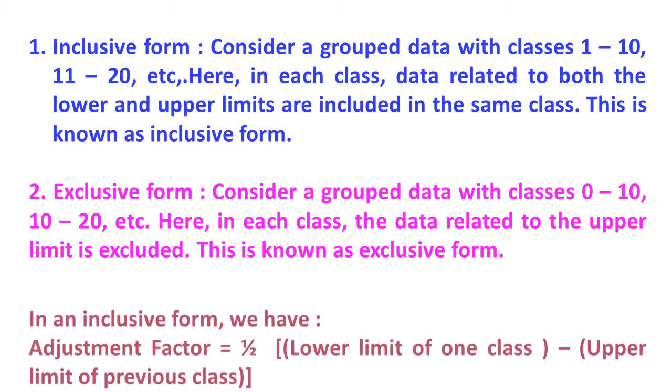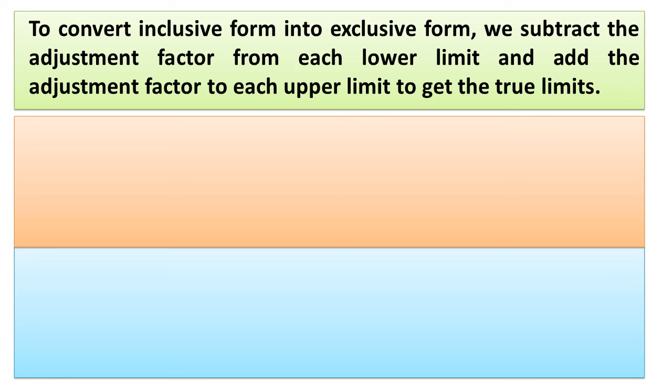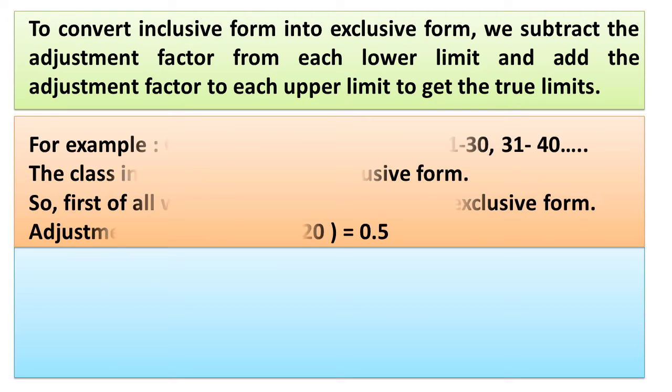So, the adjustment factor is half of the difference between the lower limit of one class and the upper limit of the previous class. To convert inclusive form into exclusive form, we subtract the adjustment factor from each lower limit and add the adjustment factor to each upper limit to get the true limits.